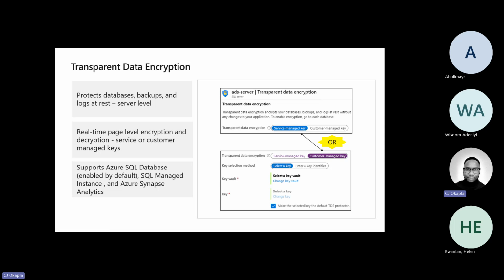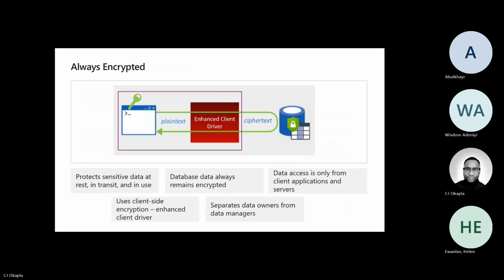You also have transparent data encryption. It protects databases, backups, and logs at rest, at server level. It also gives real-time page level encryption and decryption as well. You also have Always Encrypted for your data, to protect sensitive data at rest and also in transit.